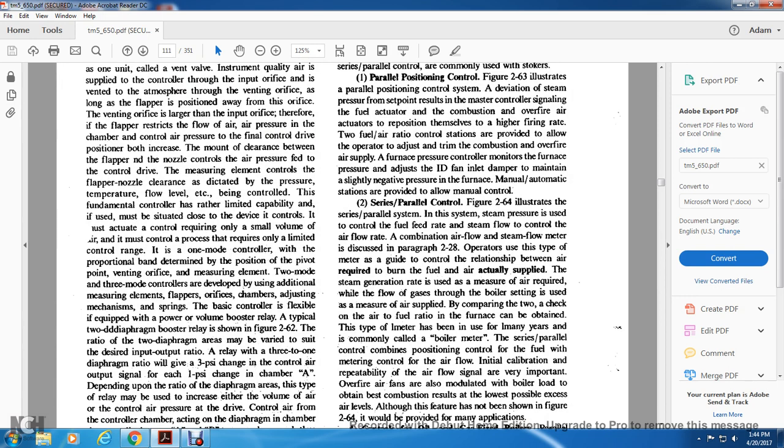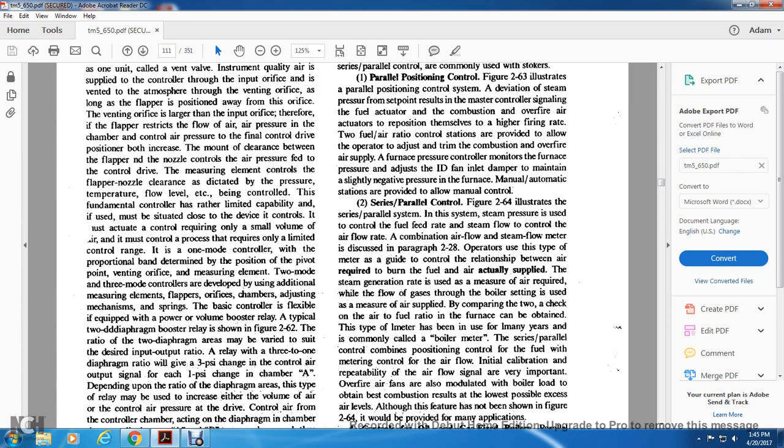The measuring element controls the flapper nozzle clearance dictated by the temperature and fluid level being controlled with the fundamental controller, which has rather limited capability. If used, it must be situated close to the device it controls. It requires only a small volume of air to control the process, and requires only a limited control range.